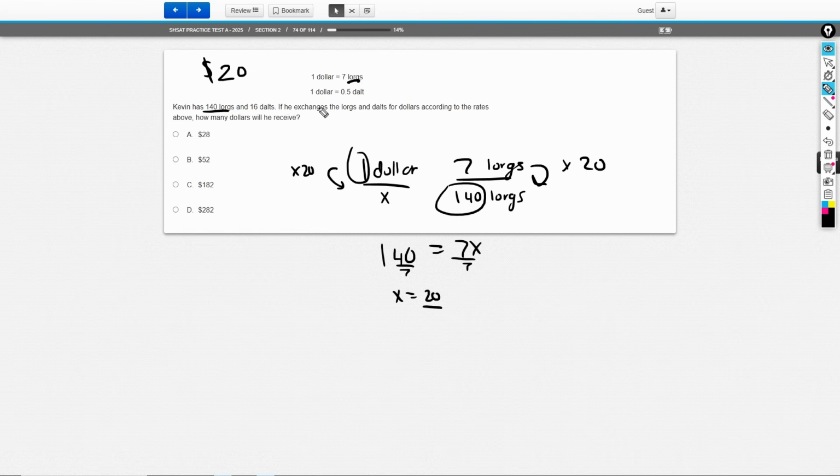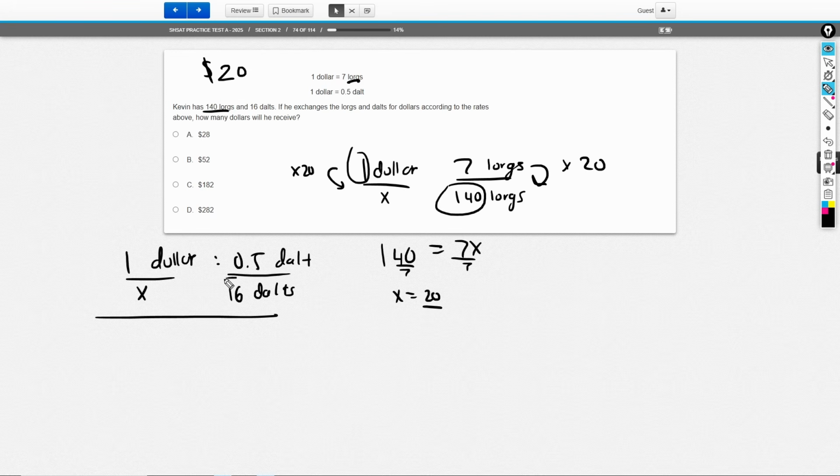Now we move on to the trickier part. It says that $1 is equal to 0.5 of a dolt. Okay? And we want to know how many dollars 16 dolts are. So what we can do here, again, is cross multiply, right? 16 times 1 is 16. And X times 0.5 is 0.5X. Now, if this confuses you, we can just divide both sides by 0.5. 16 divided by 0.5 is 32. So 32 is equal to X, which means he has also $32 from that.